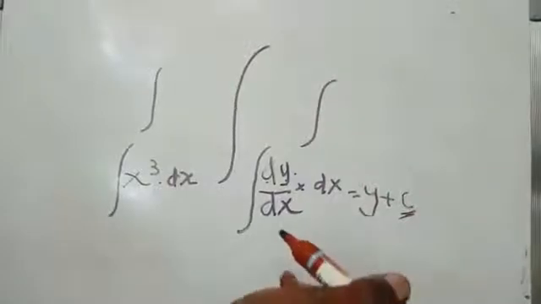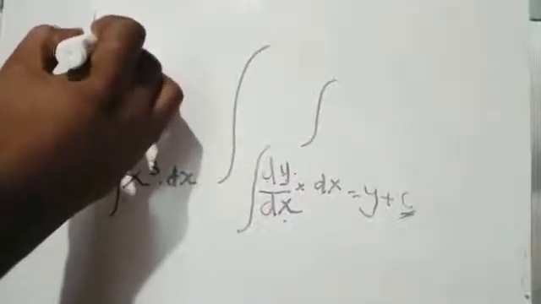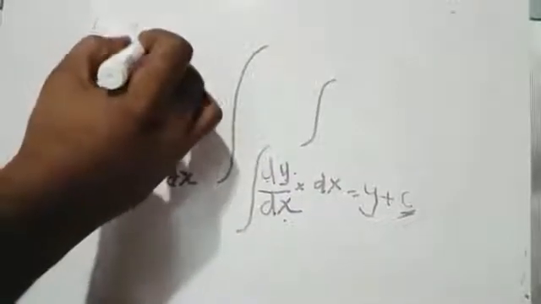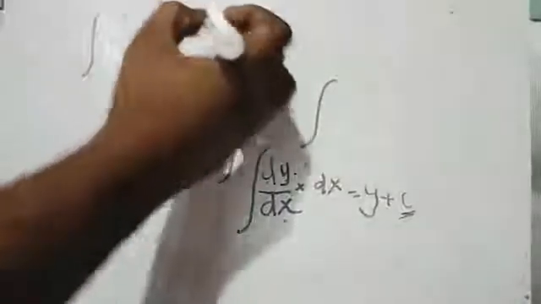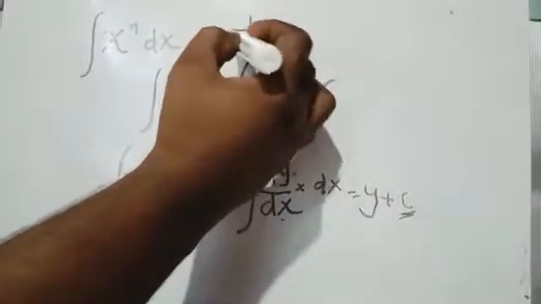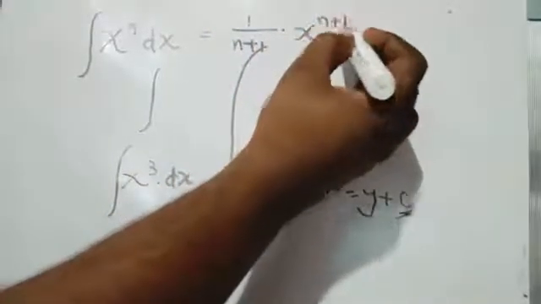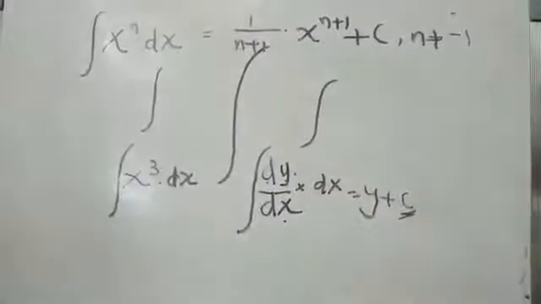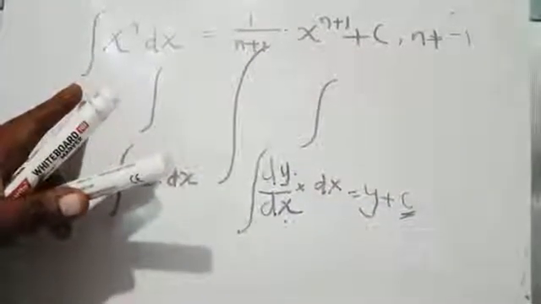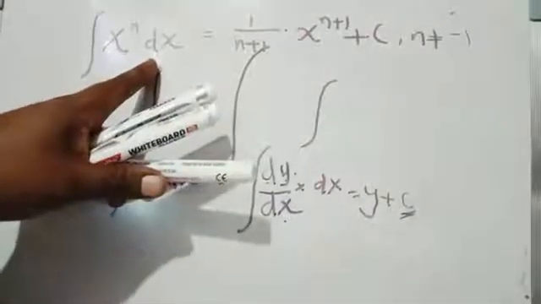Okay, so whenever you write integration, integral x raised to n dx is equal to 1 by n plus 1 into x raised to n plus 1 plus c, where n is not equal to minus 1. So this symbol is very important, and when you are writing it, there should be dx.